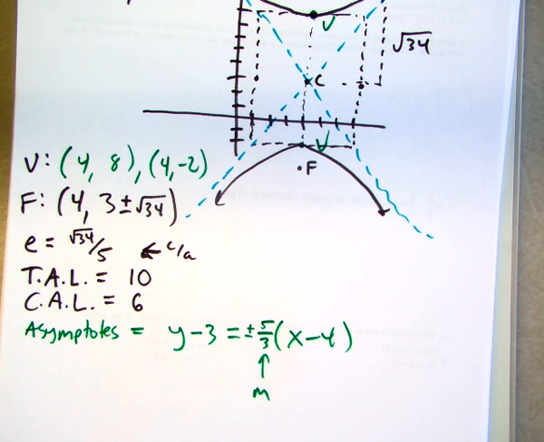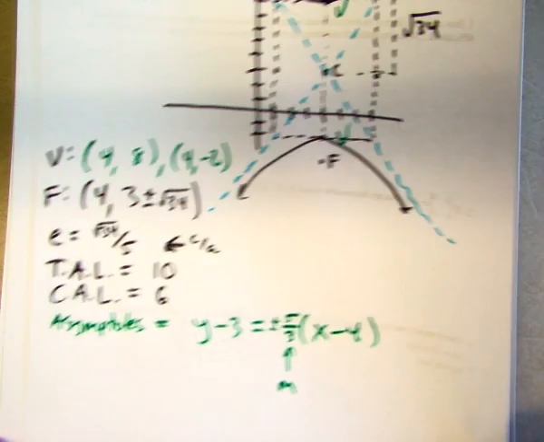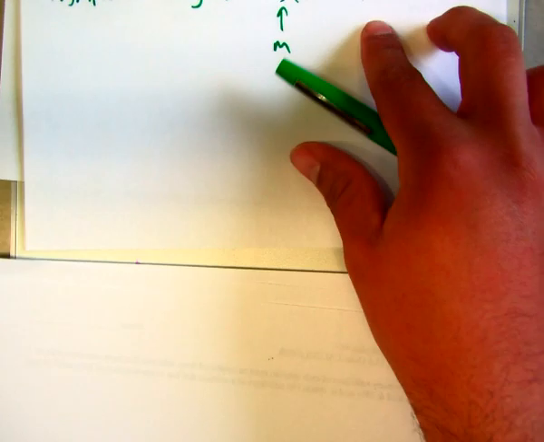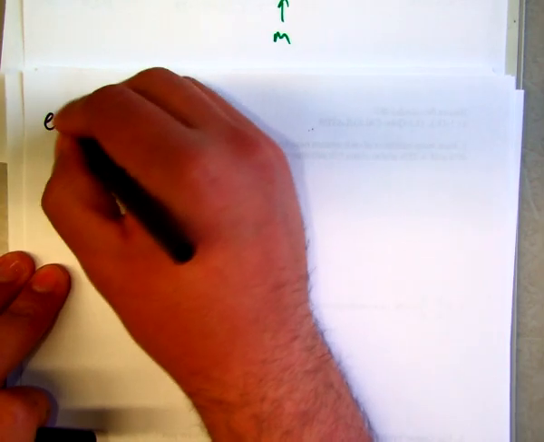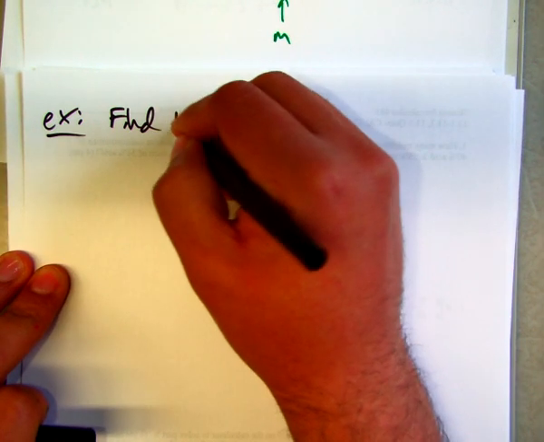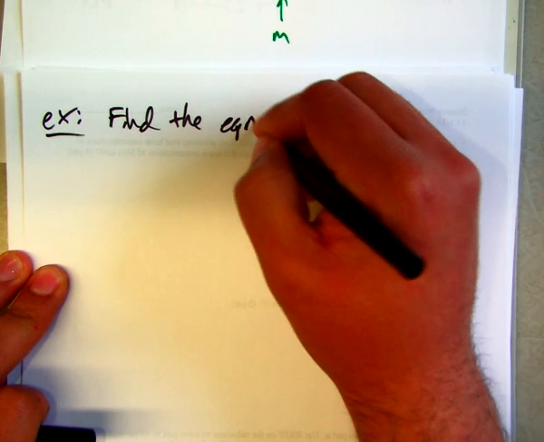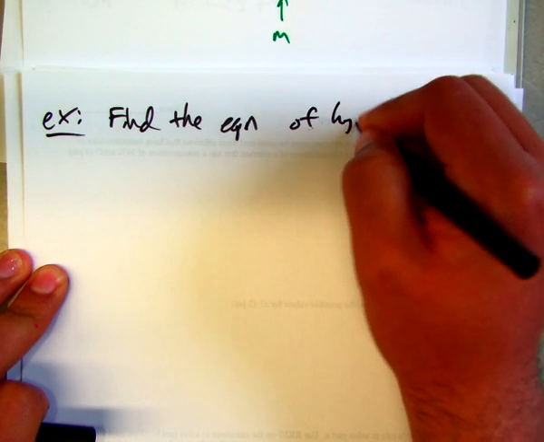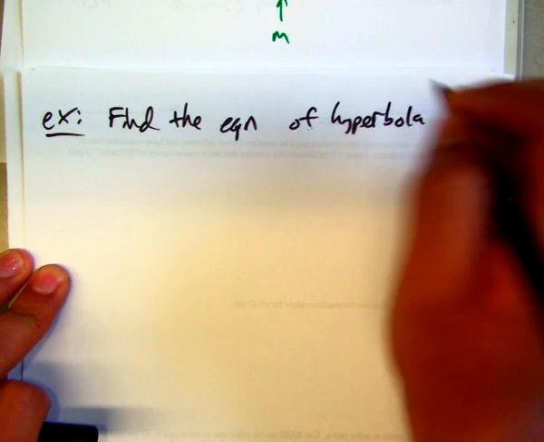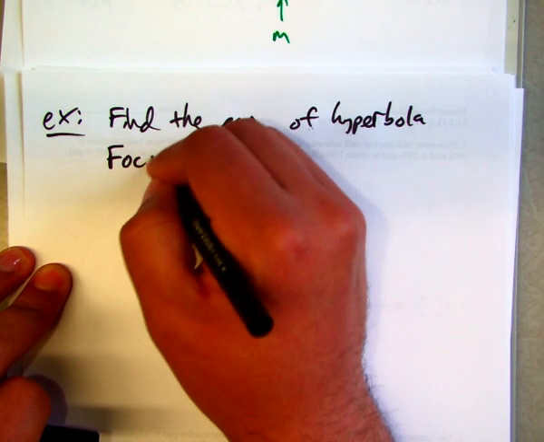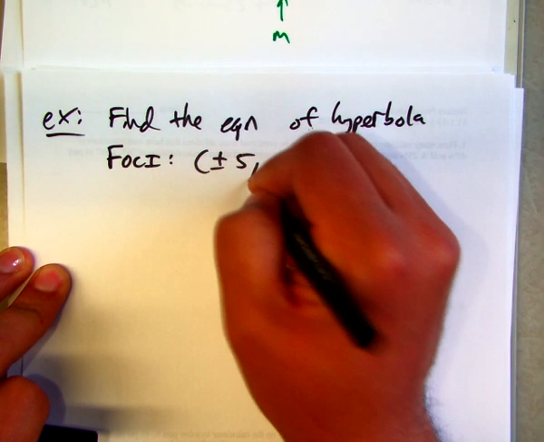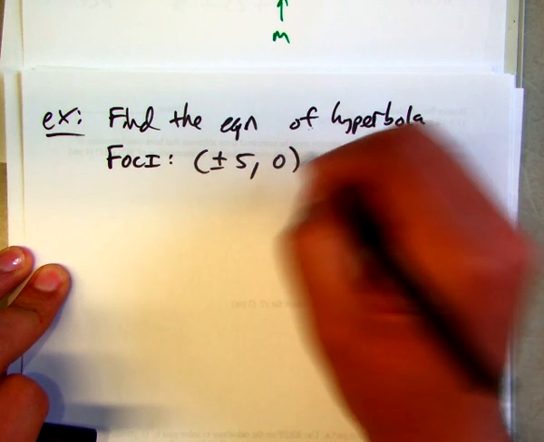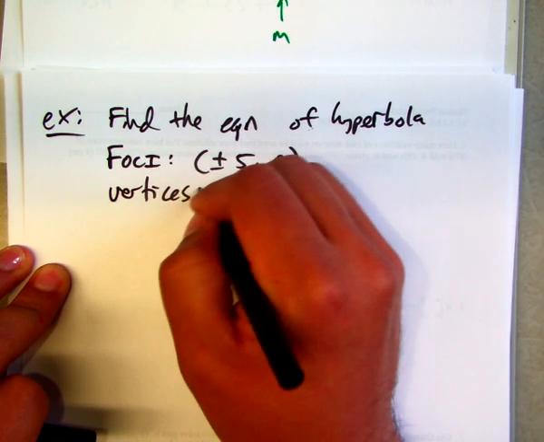Okay, let's do a couple going the other direction. These will be quicker. I ran out of paper. Example: find the equation of the hyperbola if the foci are at plus or minus 5, 0, and the vertices are at plus or minus 4, 0.